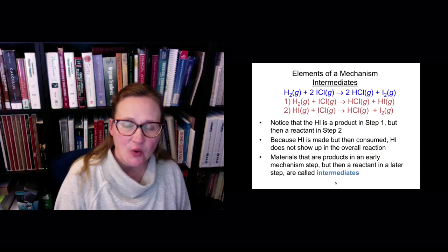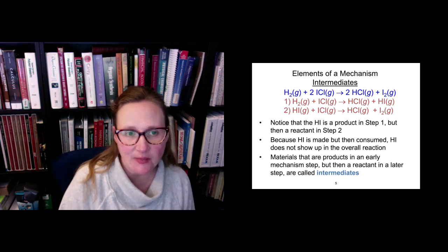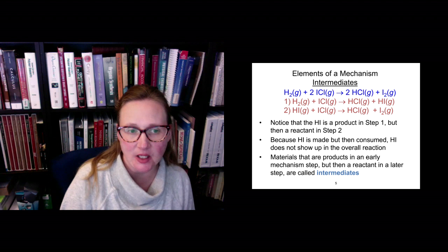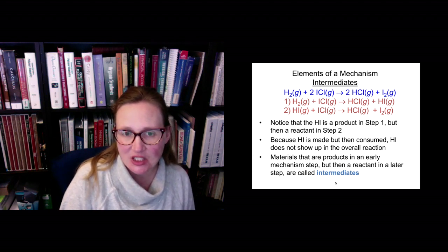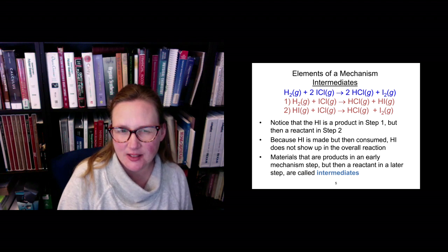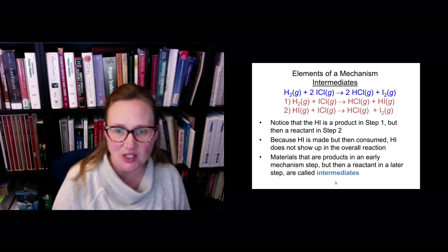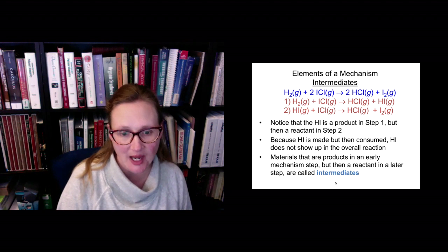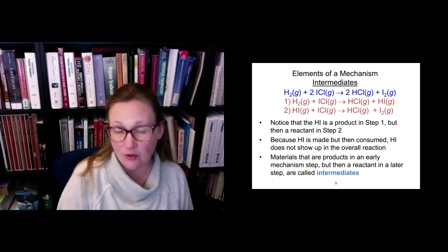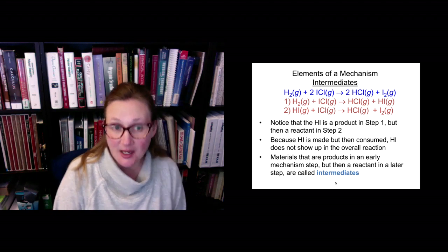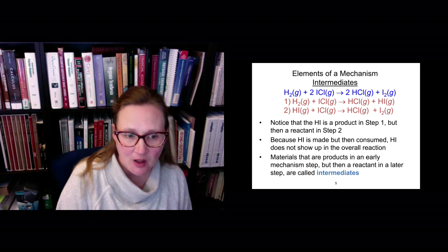All right, and so if we have our overall reaction in blue and the elementary steps that are in red, one thing to notice here is that the compound HI is a product in step 1, but a reactant in step 2. That means HI is being consumed in the overall reaction. Therefore, we wouldn't write HI in the overall reaction because it's getting consumed in step 2.